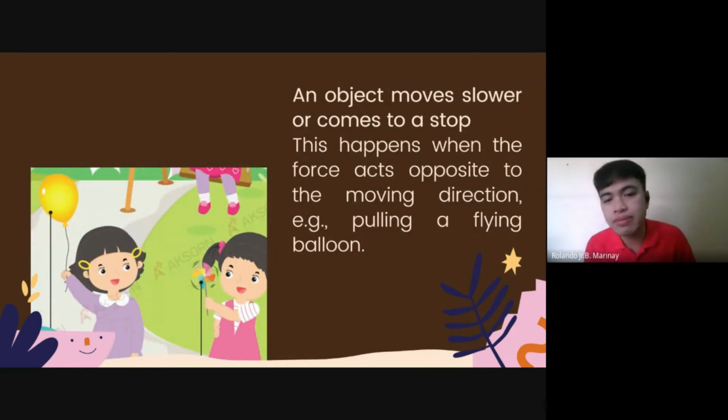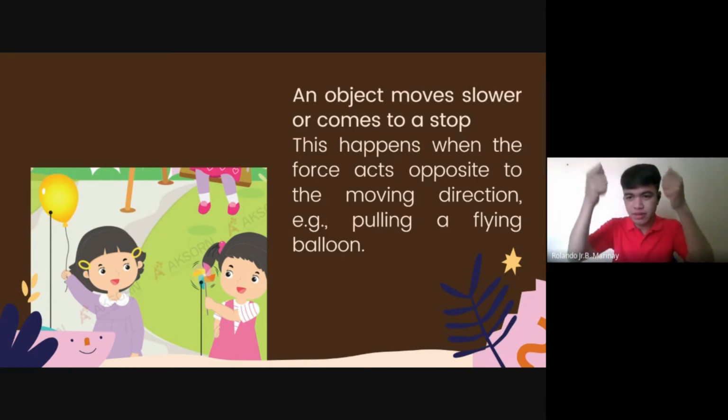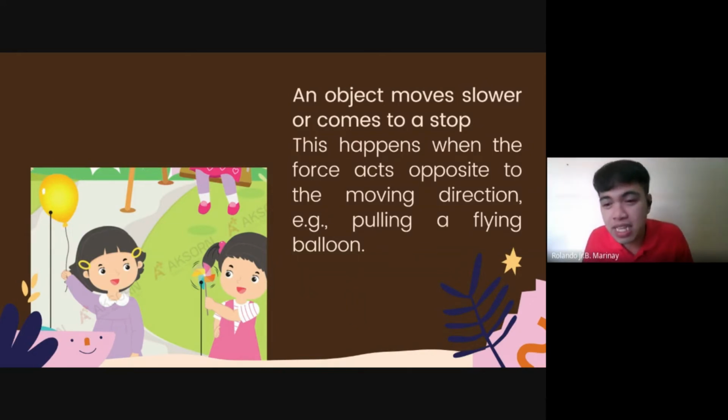Next thing, an object moves slower or comes to a stop. Okay, this happens when the force acts opposite to the moving direction. For example, pulling a flying balloon. Okay, the direction of the force in a flying balloon is upward. The balloon is like this, right? Ta-da! And since you're pulling it, you're holding it, you're stopping its direction, right? You're stopping its direction, so it's not going up already, so it stops or it goes down. Okay, it will either go up, go down, or stop moving.